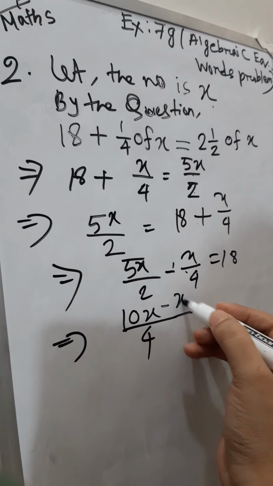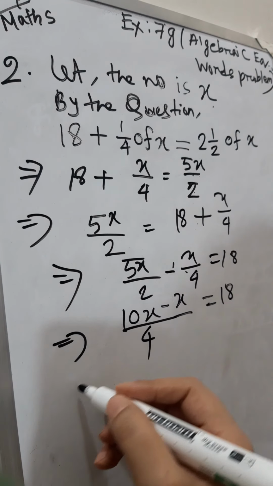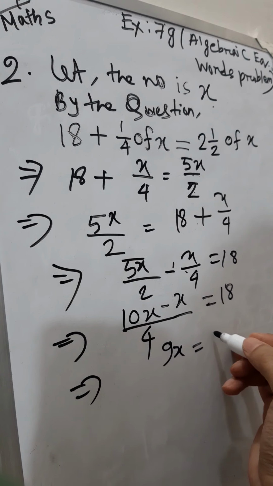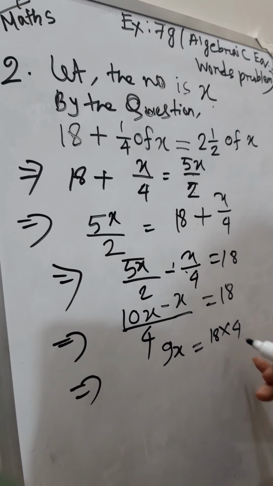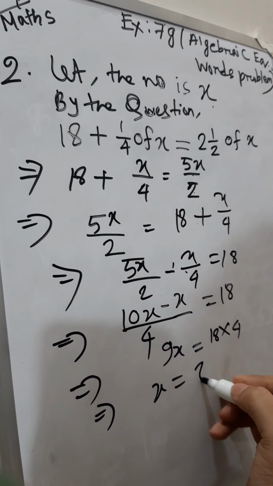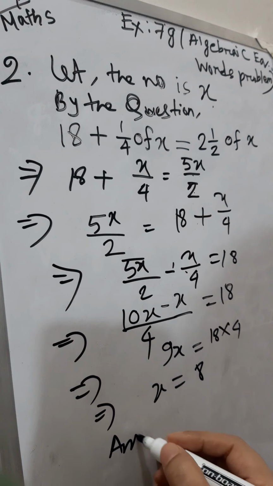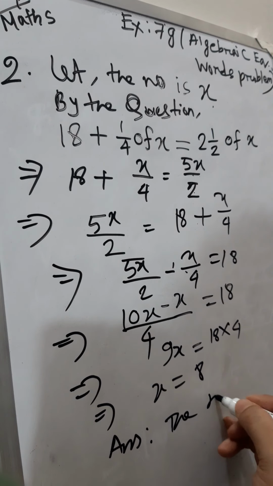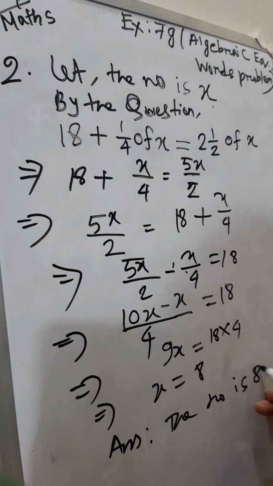The LCM will be 4, and then 10x minus x over 4 is 9x over 4 equals 18, so 9x equals 18 into 4. If you solve the math, you will get x equal to 8. Now we will write the answer, as this is a statement problem. So the number is 8. Okay, you got the solution.